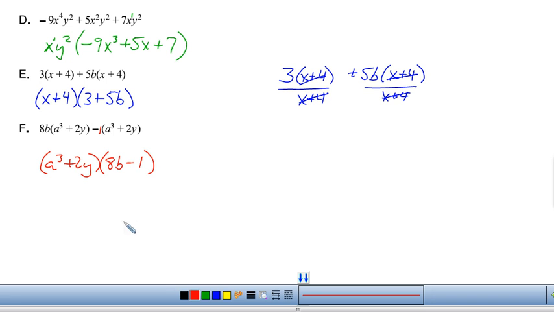The next videos will have to do with trinomial factoring and also with factoring by grouping. And the factoring by grouping is going to relate to what we did in E and F.